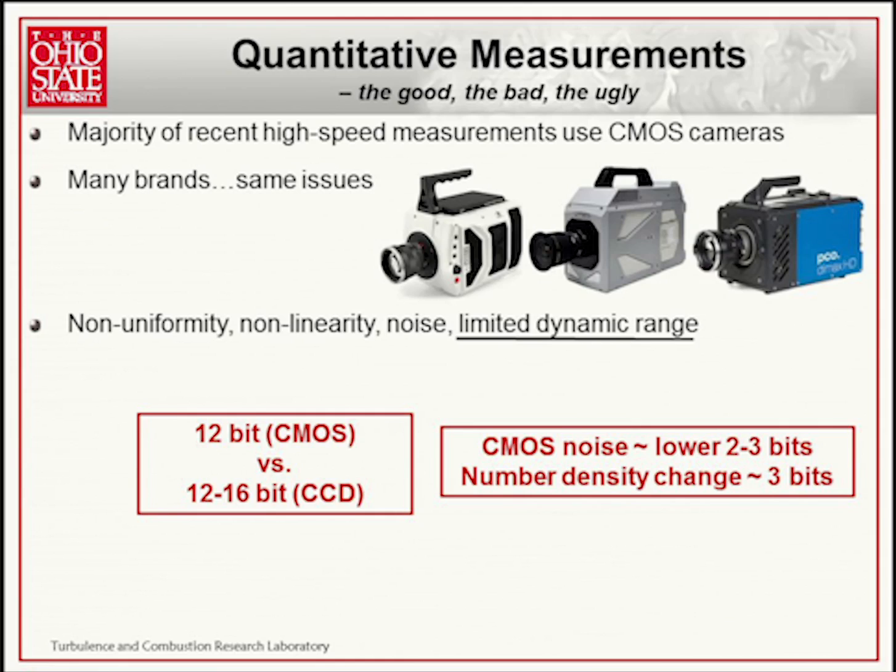Then if you start thinking about when I go through a flame and I have a simple experiment where signal is just number density, I have about a 3-bit change due to number density. So what does this really mean? It's a challenge for experimental design, meaning that when we have high signals, we really need to put this at the upper end of our camera.